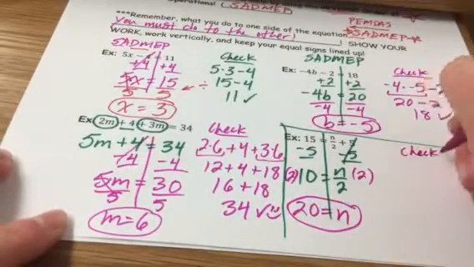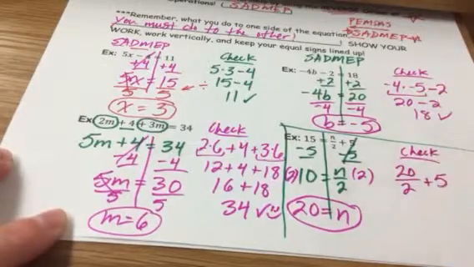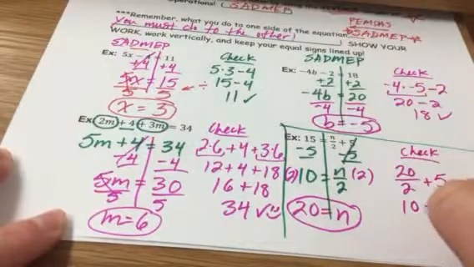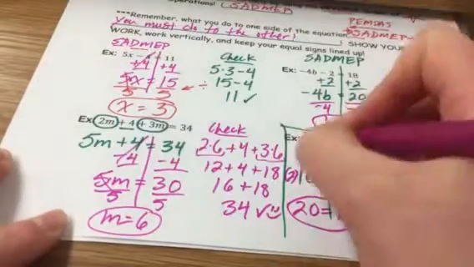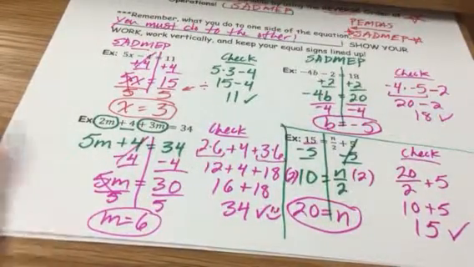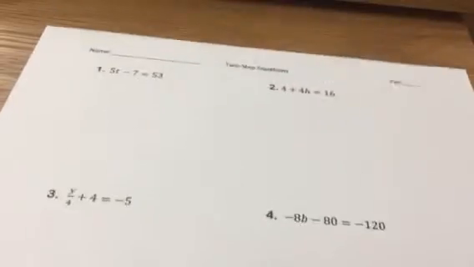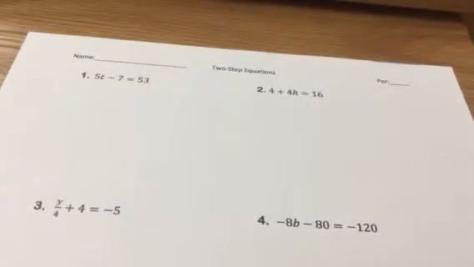Let's check our work. 20 over 2 plus 5. Let's see what we get. That's going to give us 10 plus 5, which is 15, just like we needed it. All right. We'll do a couple more examples on the back side together, and then I'll let you solve the rest on your own. I'll do 4 of them with you.